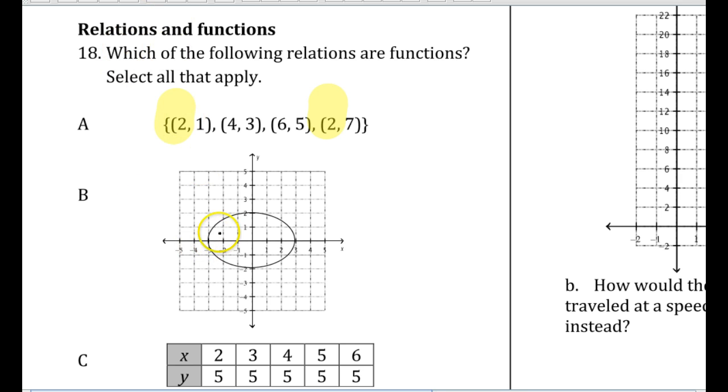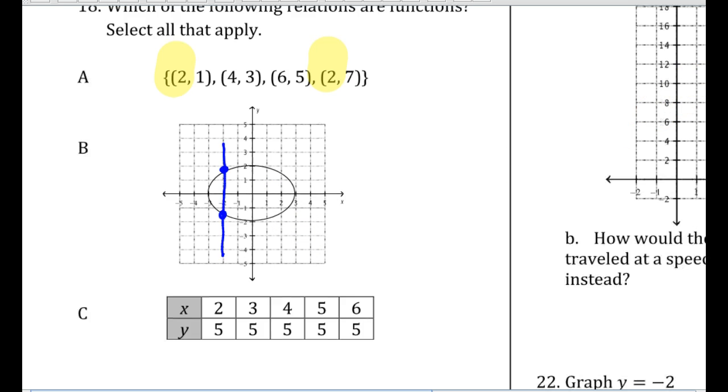a function. With the graph, you're looking to see, using the vertical line test, does a vertical line at any point cross at more than one point? In this case, the answer is yes. Therefore, no, it's not a function. Be careful with the language. Yes, it crosses 2 or more points. No, it's not a function. So that one's not a function either.